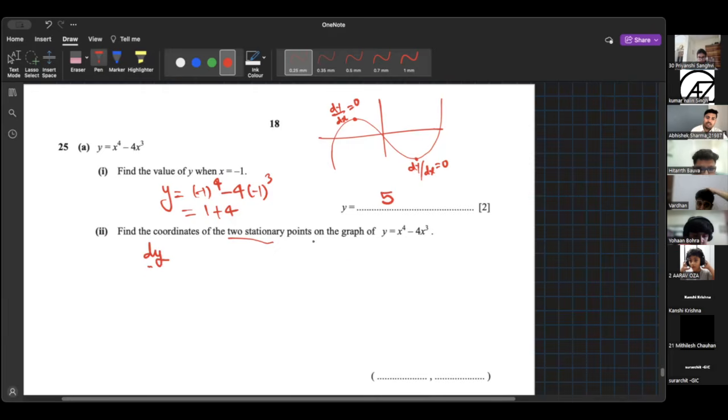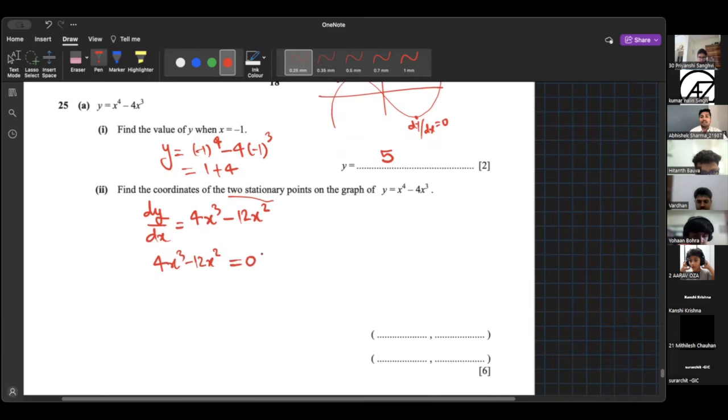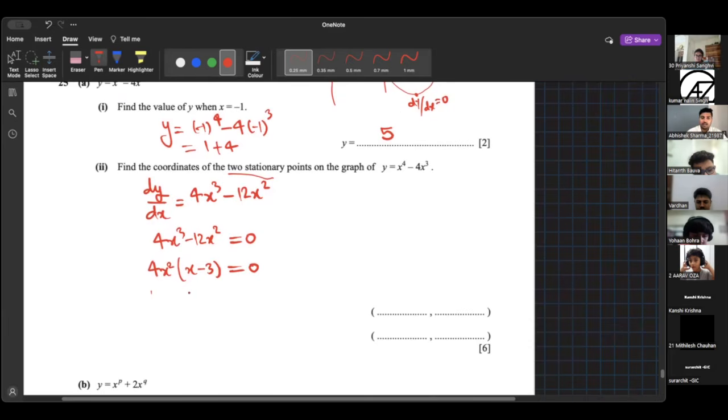Let's find dy by dx first. Dy by dx will be 4x cube minus 12x square. And we have to equate this to 0. 4x cube minus 12x square equals 0. Let's take common from term 1 and term 2. So 4x square is common. We can write x minus 3 equals 0, right? And then you equate both the factors to 0 separately. So from here you will get x equals 0, from here you will get x equals 3. That means the x components are 0 and 3. So when x is 0, find the value of y. Y will be basically 0 only.